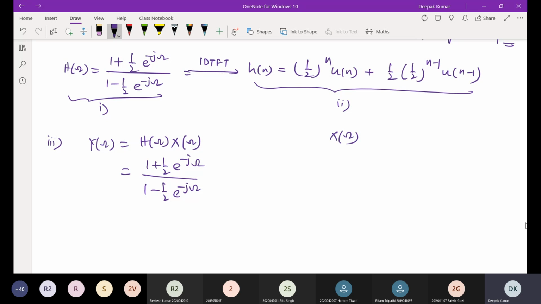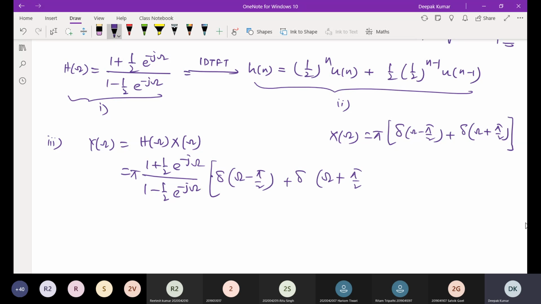X of omega is equal to pi delta omega minus pi by 2 plus delta omega plus pi by 2. Now this X of omega is multiplied with this: pi delta omega minus pi by 2 plus delta omega plus pi by 2.